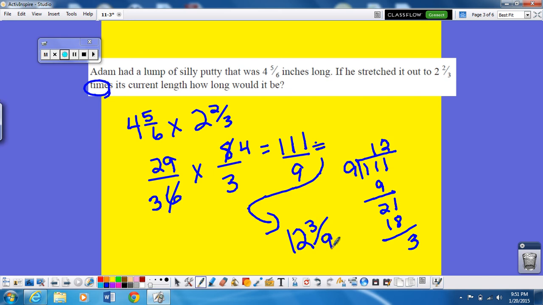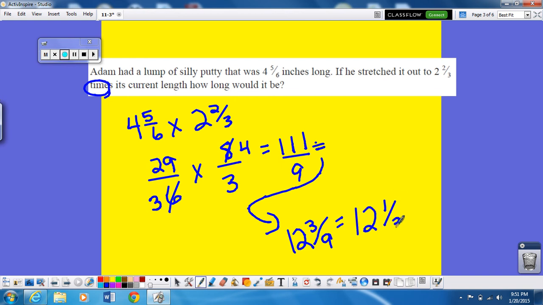9 is my denominator. But 12 and 3/9 is not reduced. When I look at 3/9, I know that 3 goes into 9. So I've got to keep going on this one. So this would equal 12 and 1/3 because you can divide them both by 3. So this is how long the silly putty would be if it started at this amount and stretched it out to 2 2/3 times this amount.